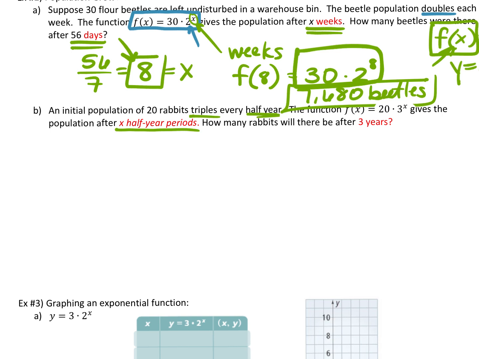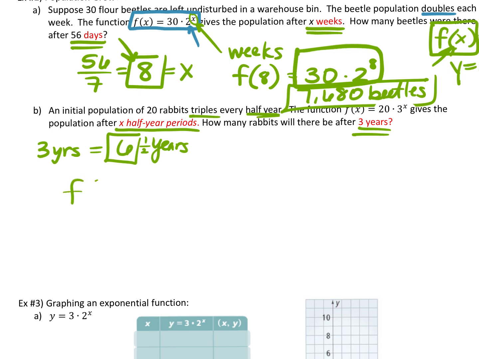if it's x's half-year periods, and this is after 3 years, what are we going to plug in for x? Not 3. 6. 3 years is 6 half years. Does that make sense? 3 years is 6 half years. Okay? So we're going to plug in a 6 for our x. Do you understand that?